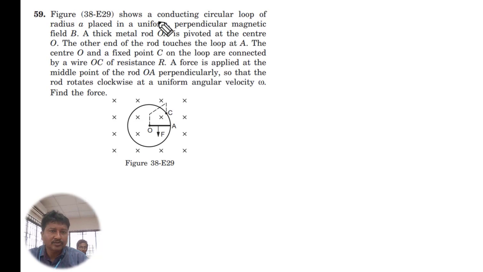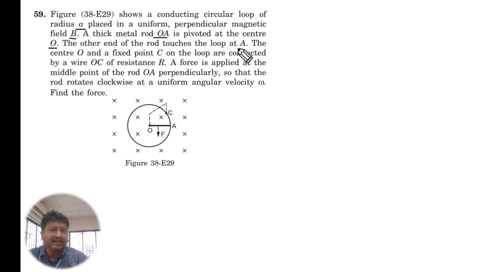The figure shows a conducting circular loop of radius A placed in a uniform perpendicular magnetic field B. A thick metal rod OA is pivoted at center O. The other end of the rod touches the loop at A.